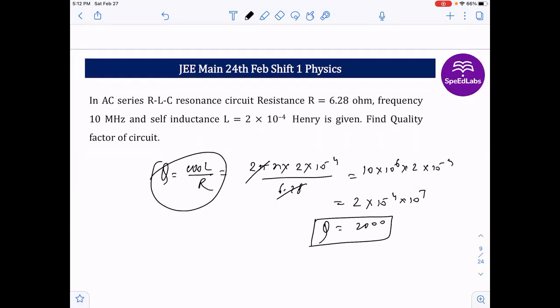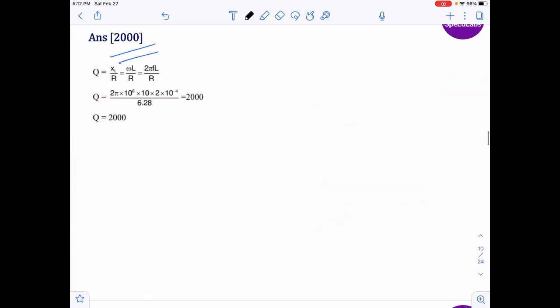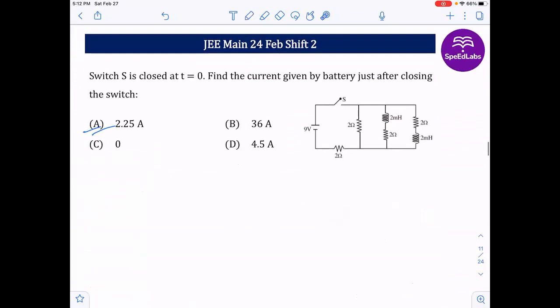That means inductance at resonant frequency divided by resistance of the circuit. Okay. Now the circuit question is very simple.